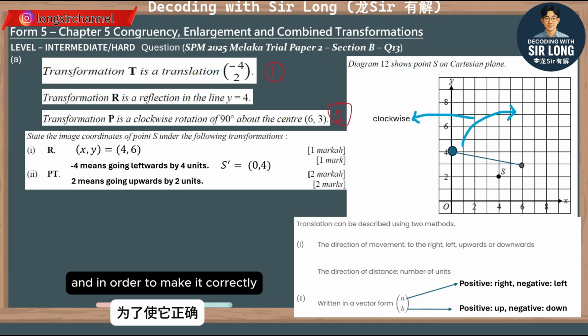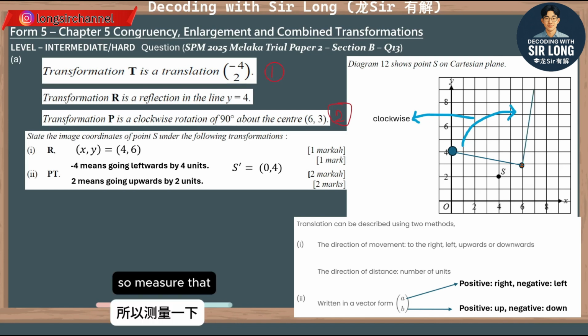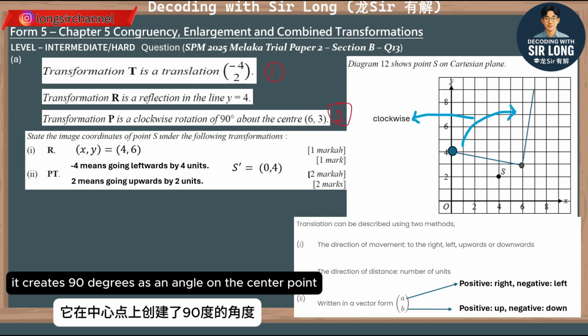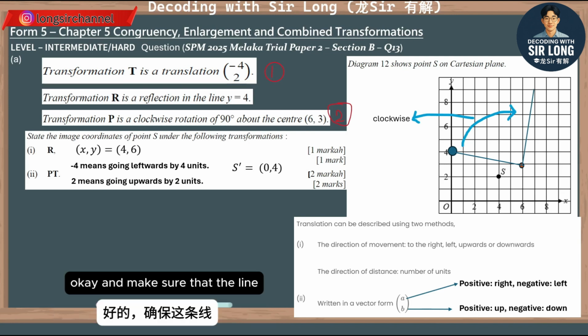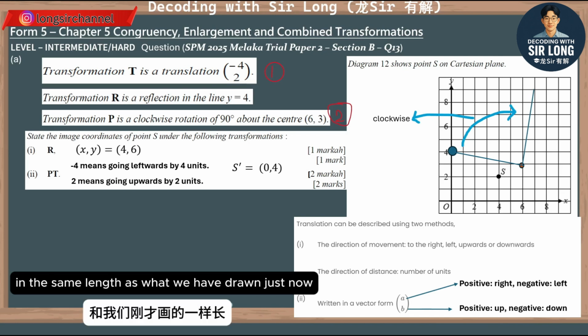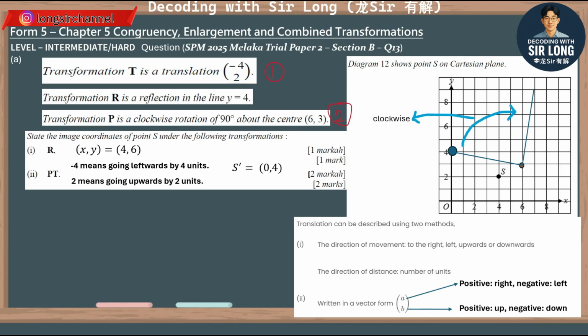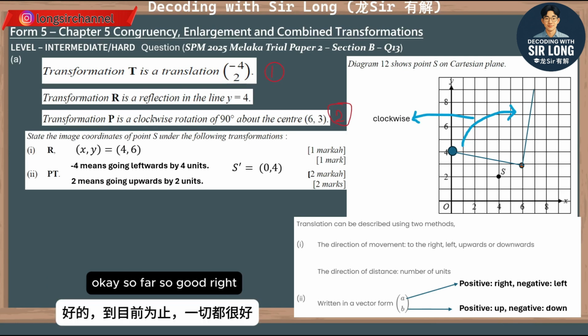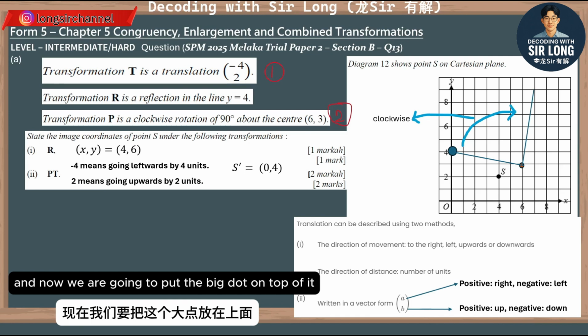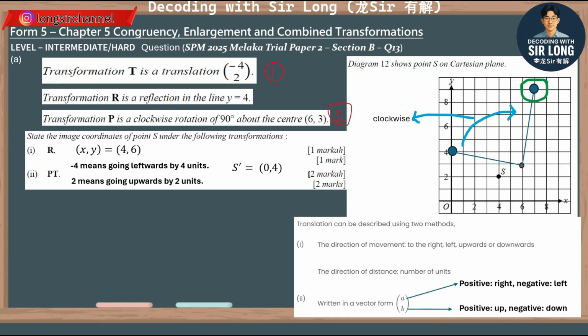And in order to make it correctly, make sure that it creates 90 degrees as an angle at the center point. Okay, and make sure that the line prolonged from the orange dot is the same length as what we have drawn just now from the first image to the orange dot. Okay, so far so good, right? And now we are going to put the big dot on top of it here.